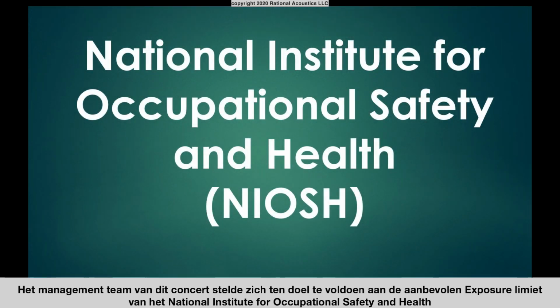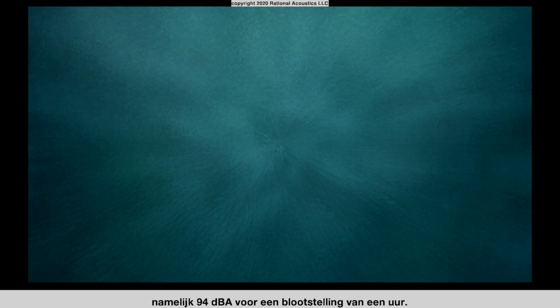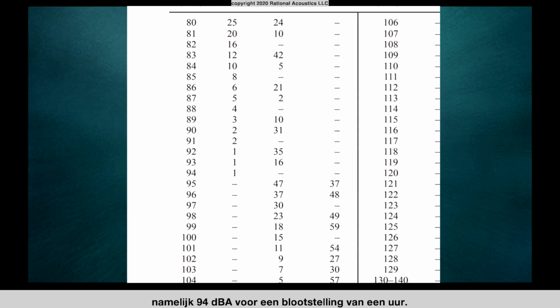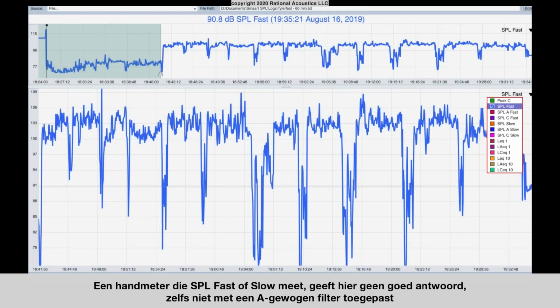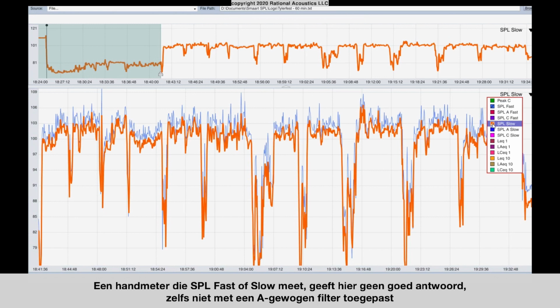The management team at this concert set a goal of complying with the recommended exposure limit established by the National Institute of Occupational Safety and Health, which is 94 dBA for a 1-hour exposure. A handheld meter measuring SPL fast or slow doesn't give a good answer here, even with A-weighting filters in place.